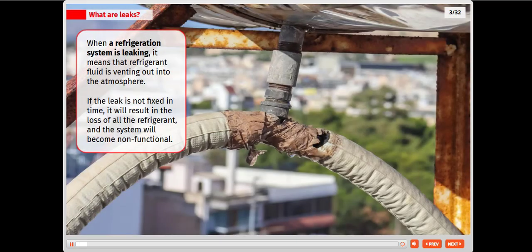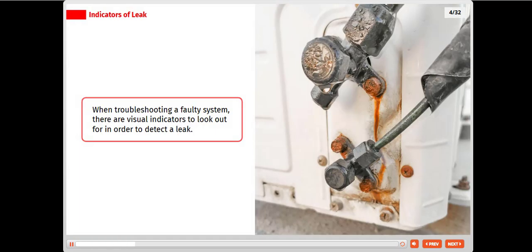When a refrigeration system is leaking, it means that refrigerant fluid is venting out into the atmosphere. If the leak is not fixed in time, it will result in the loss of all the refrigerant, and the system will become non-functional. When troubleshooting a faulty system, there are visual indicators to look out for in order to detect a leak.